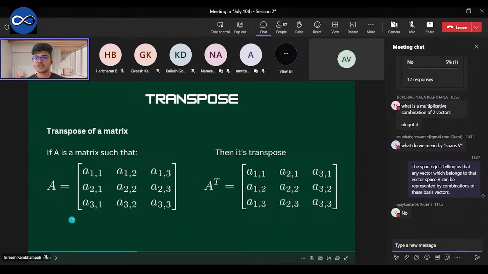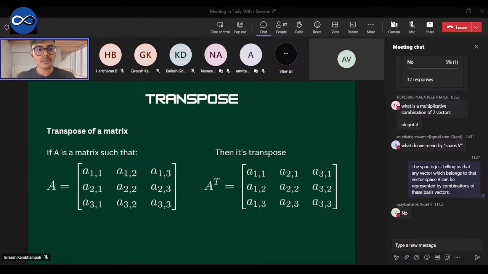Transpose. Okay, so transpose is actually pretty important to note here because if you consider the matrix as I told you, a three by three matrix given. If I take the transpose of it, I'll get another matrix which looks something like this. So I'm flipping the matrix like 90 degrees. It's not 180 degrees, it's 90 degrees.